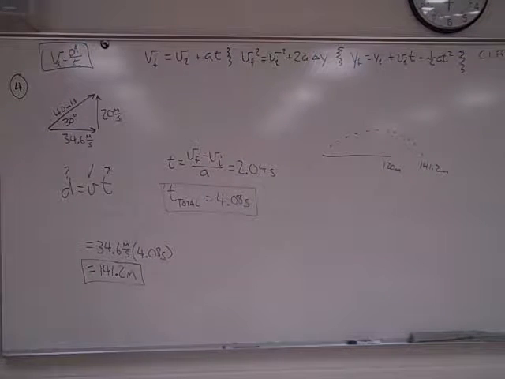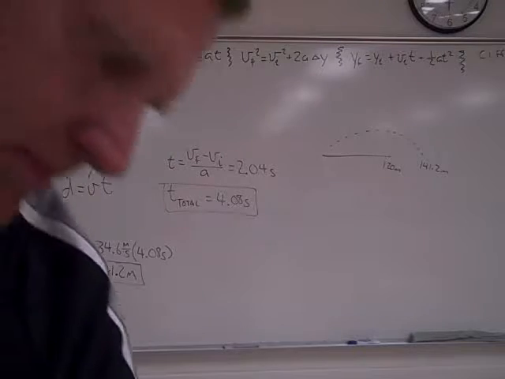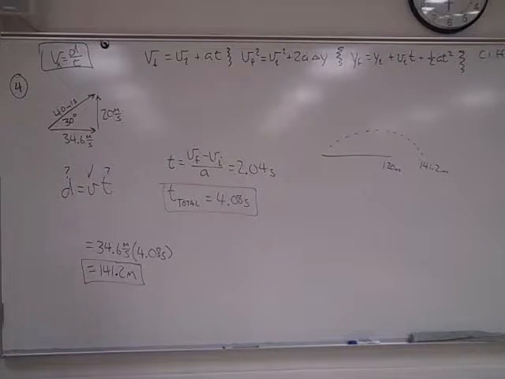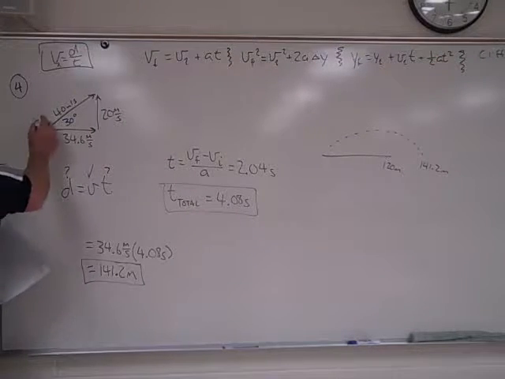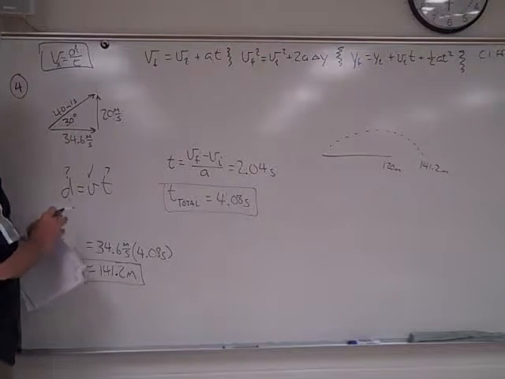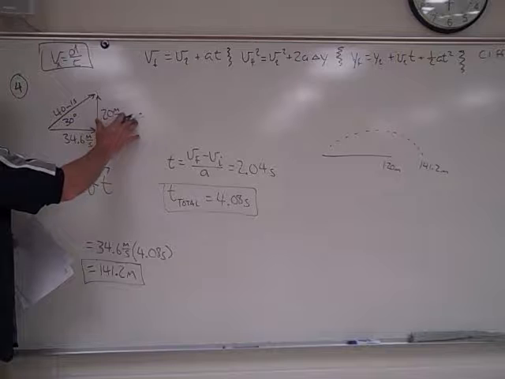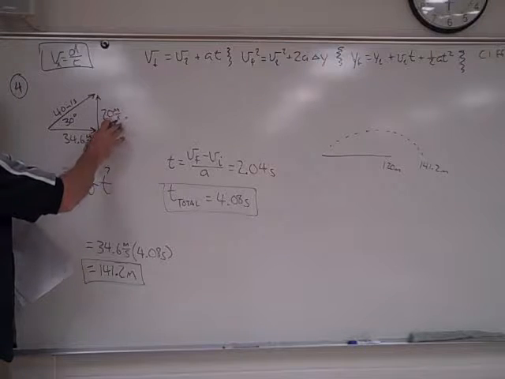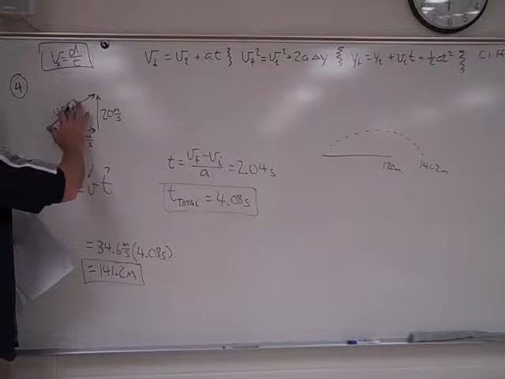Problem number 4, the baseball problem. All right, a batter hits the ball at 40 meters per second at an angle of 30 degrees to the horizontal. Again, break it down using SOHCAHTOA. This is hypotenuse sine theta. This is hypotenuse cosine theta.